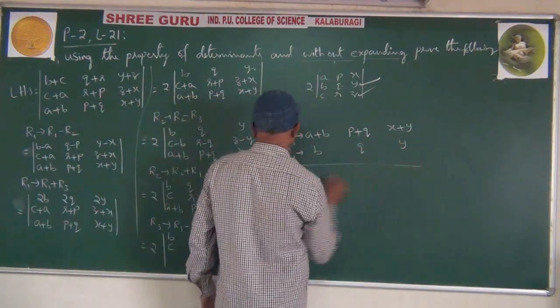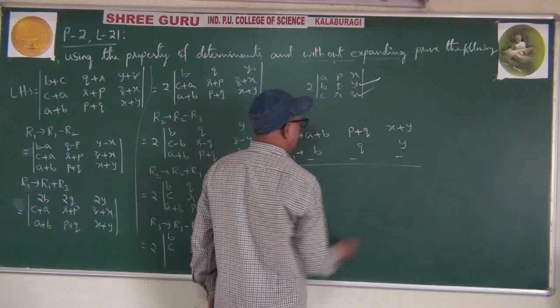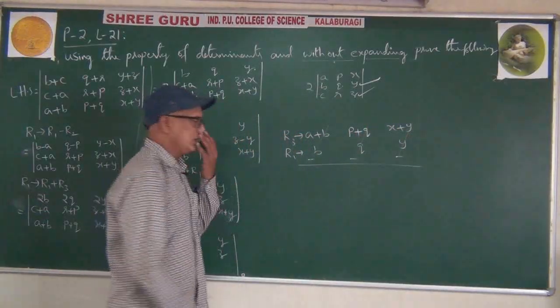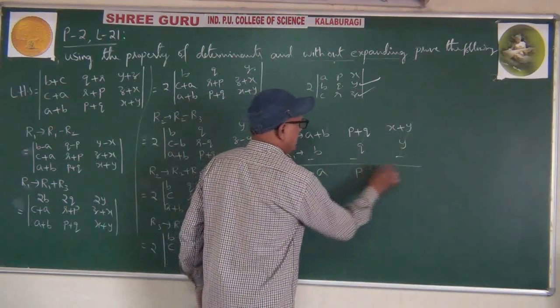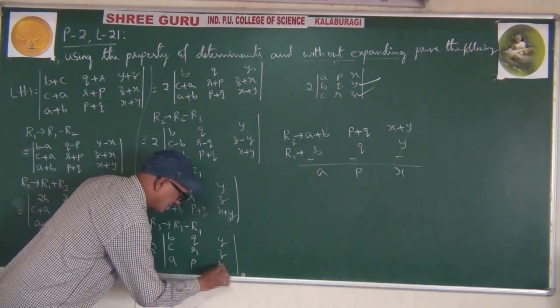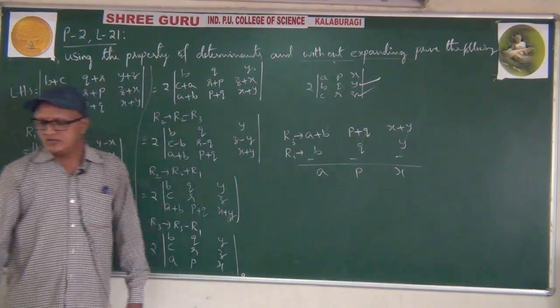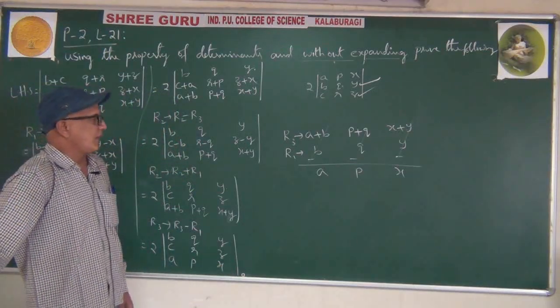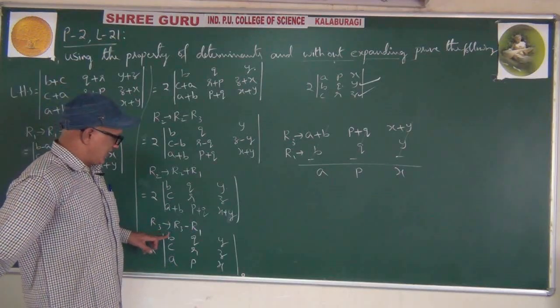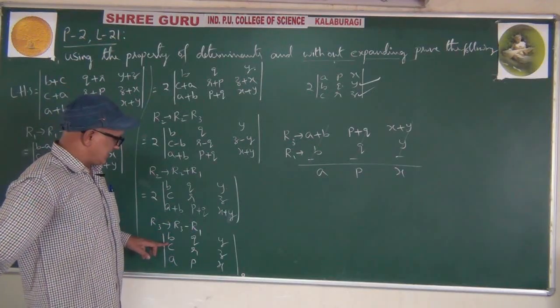B, Q, Y, subtraction. Plus B minus B, plus Q minus Q, plus Y minus Y cancel. The remaining is A, P, X. A, P, X. Have we got the answer? Yeah, almost. APX is here, BQY is here, CRZ is here.